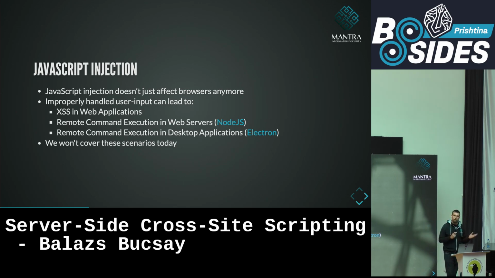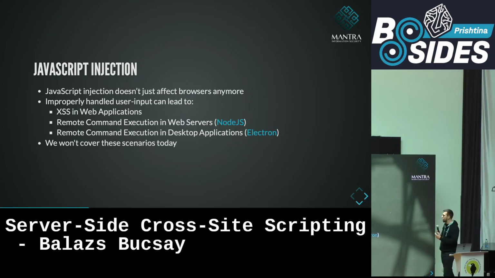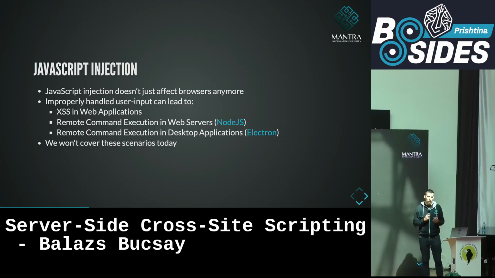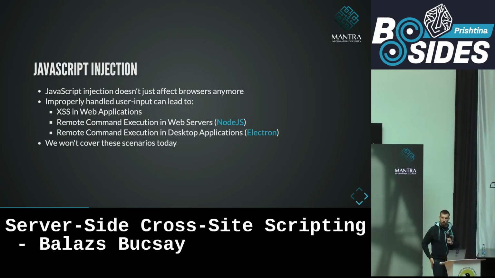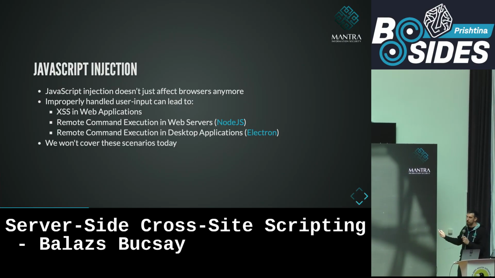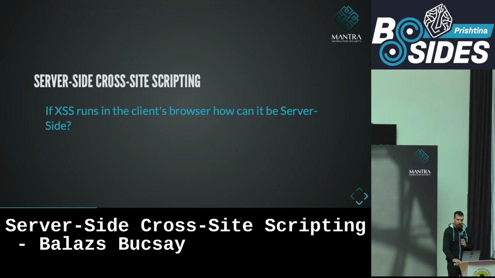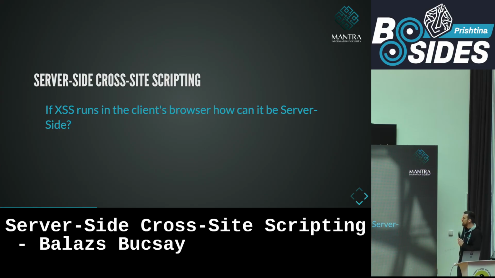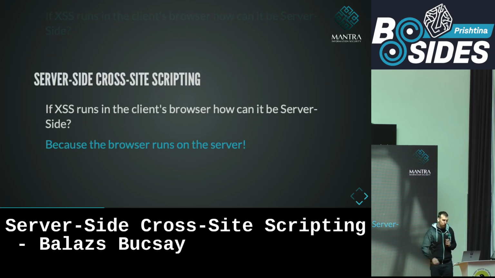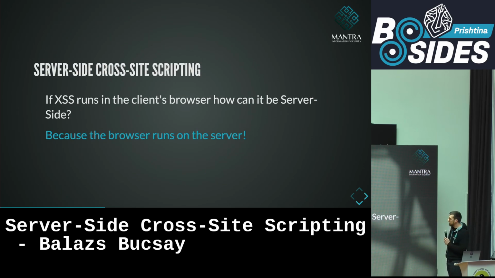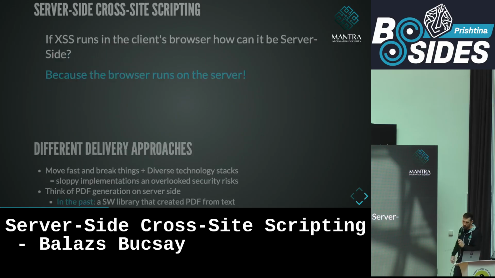But there is JavaScript injection in Node.js where you can do remote command execution, or in desktop applications, Electron, where you can do remote command execution again from JavaScript. So there is quite a variety behind the JavaScript injection, but we are going to talk about the first thing, cross-site scripting in web applications. So I mentioned already that cross-site scripting runs in the browser on the client side, right? Is it always the case? Well, not always the case, because sometimes the browser runs on the server, which is quite a strange thing to think about, but it happens.